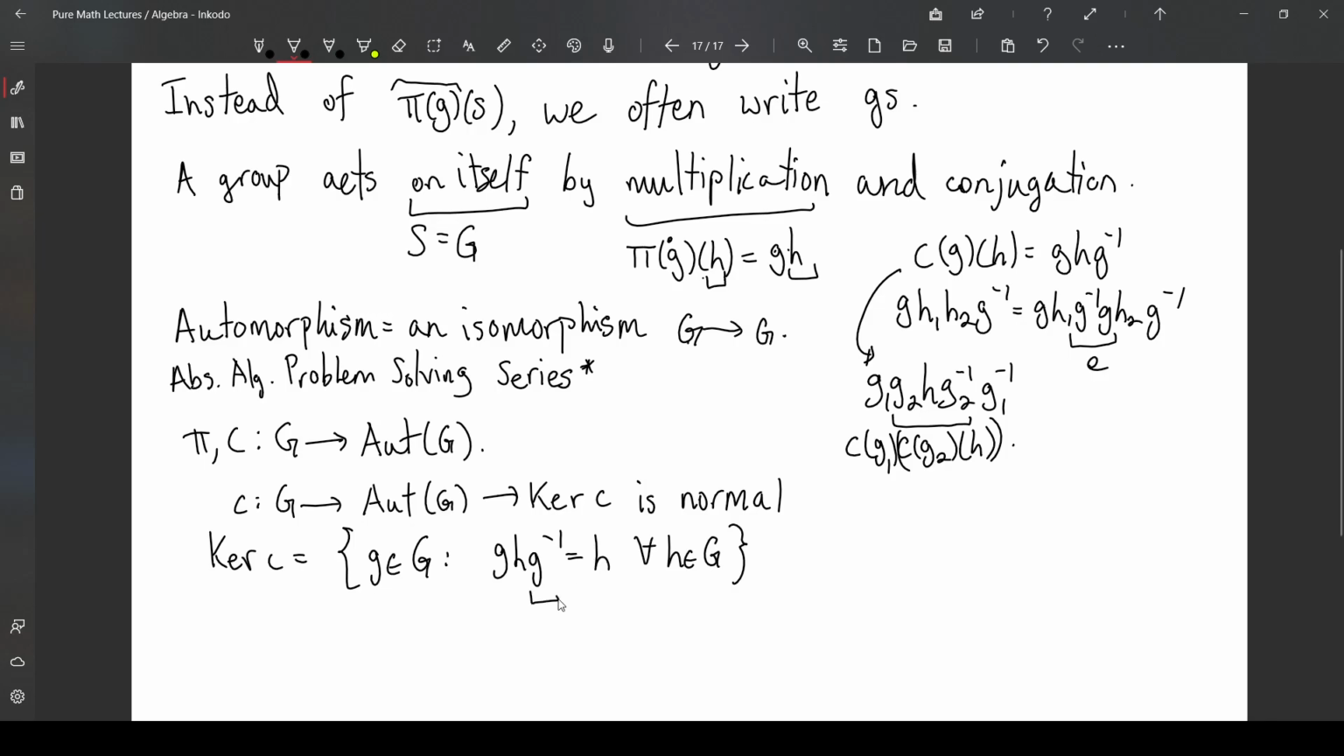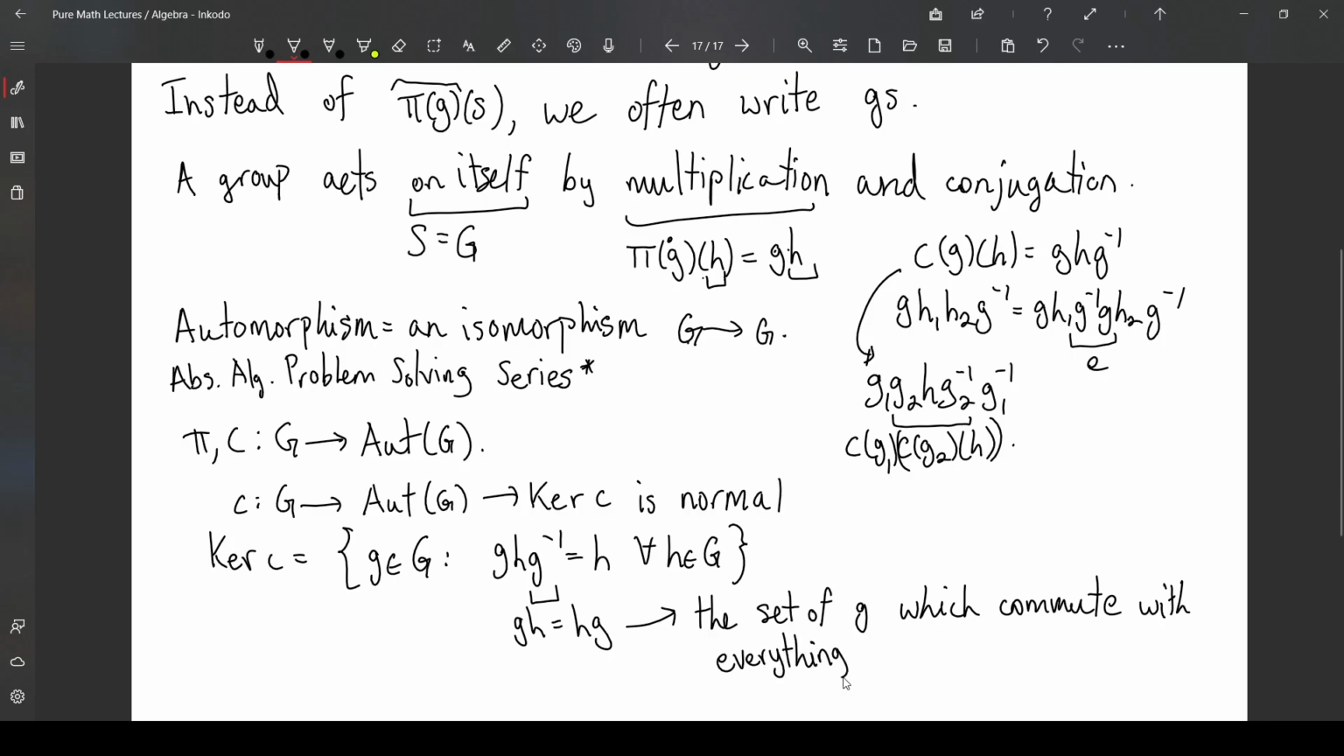Now notice if I multiply by g on the right, I get gh equals hg. So this is the set of g which commute with everything in G. And this is called the center. It is typically denoted by Z of G. So the center of G.